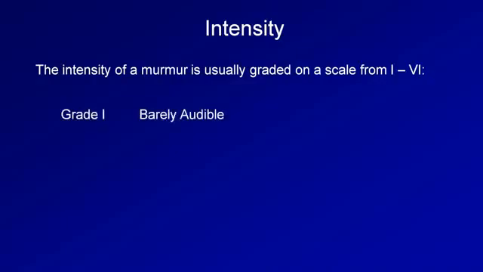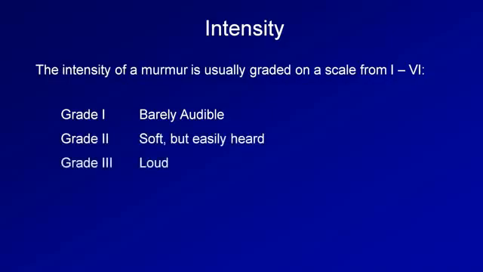Grade 1 means it's barely audible. Grade 2 is soft but easily heard. Grade 3 is very loud. Grade 4 is associated with a thrill, which is a palpable vibration on the chest wall caused by the sound waves. The closest comparison to a thrill is a very subtle version of what a cat feels like when it's purring.